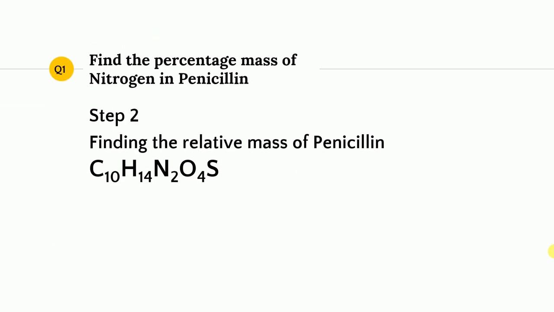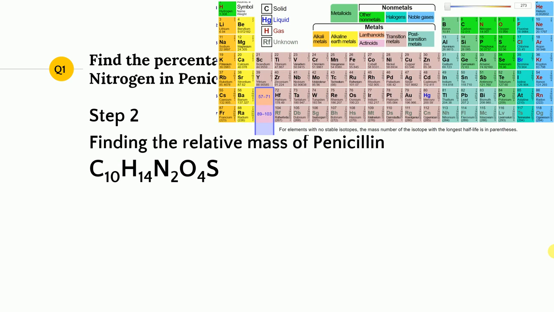Step 2 is to find the relative mass of penicillin. From the chemical formula that we have found, we have to calculate the mass of each element and then add it all together. Then we get the relative formula mass of penicillin. I like to use this periodic table that is available online. It is called the dynamic periodic table, and I'll put the link to it in the description down below as well. Now let's take a look at the mass of each element in the dynamic periodic table.